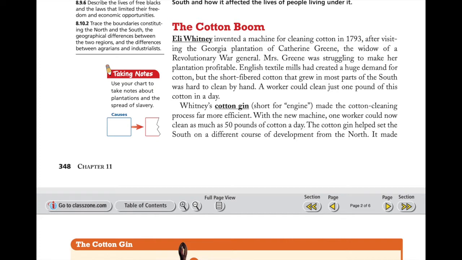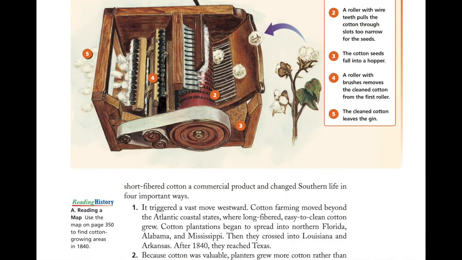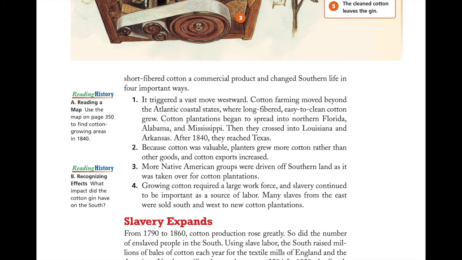Whitney's cotton gin made the cotton cleaning process far more efficient. With the new machine, one worker could now clean as much as 50 pounds of cotton a day. The cotton gin helped set the South on a different course of development from the North. It made the short-fibered cotton a commercial product and changed Southern life in 4 important ways.